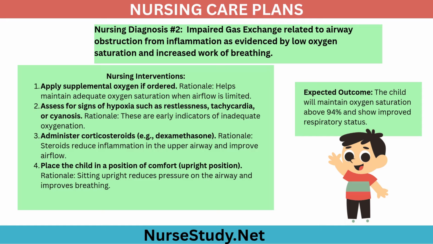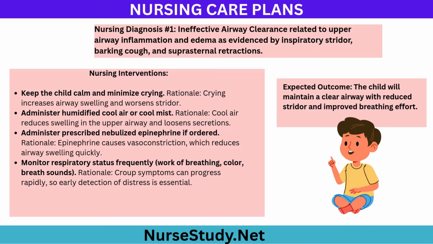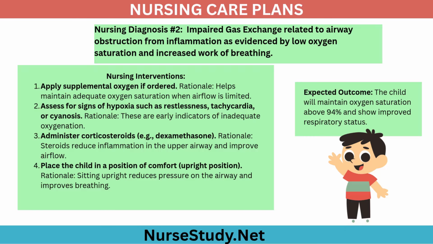Assess for signs of hypoxia such as restlessness, tachycardia, or cyanosis. Rationale: these are early indicators of inadequate oxygenation. Administer corticosteroids, e.g. dexamethasone. Rationale: steroids reduce inflammation in the upper airway and improve airflow. Place the child in a position of comfort, upright position. Rationale: sitting upright reduces pressure on the airway and improves breathing. Expected outcome: the child will maintain oxygen saturation above 94% and show improved respiratory status.